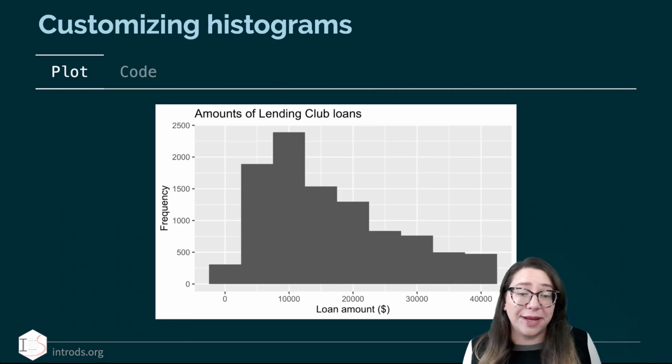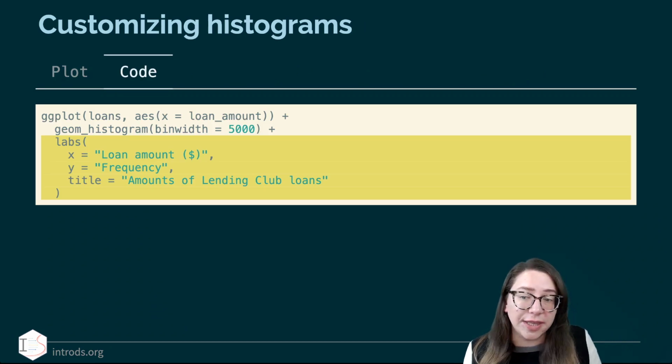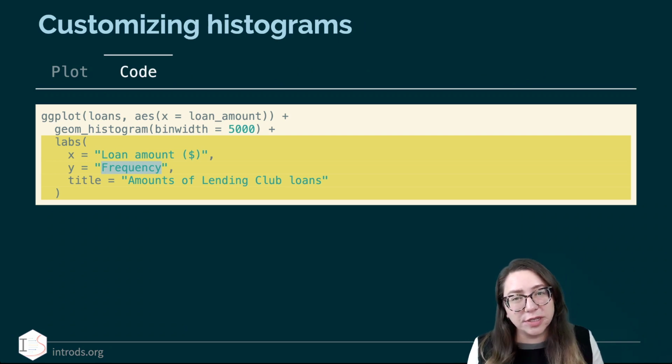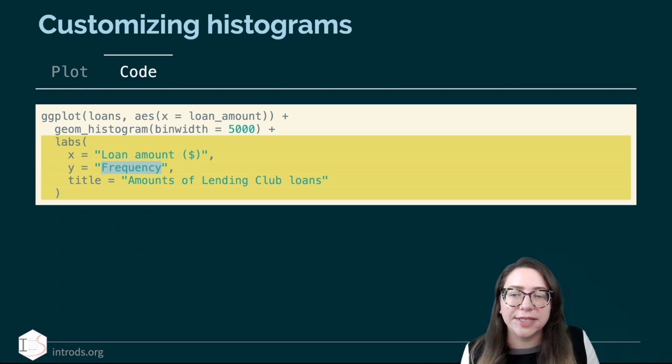We can also customize our histograms. By default, we don't get a title for our histogram, and the way our X and Y axis labels are determined is simply based off of the way the variable names are represented in our data set. So here what I've done is I have changed the labels. I have given it an X label where I say it's the loan amount, and I also say the unit of the observation. For Y, by default, ggplot2 uses the word count. I like using the word frequency. And then the title is amount of Lending Club loans.